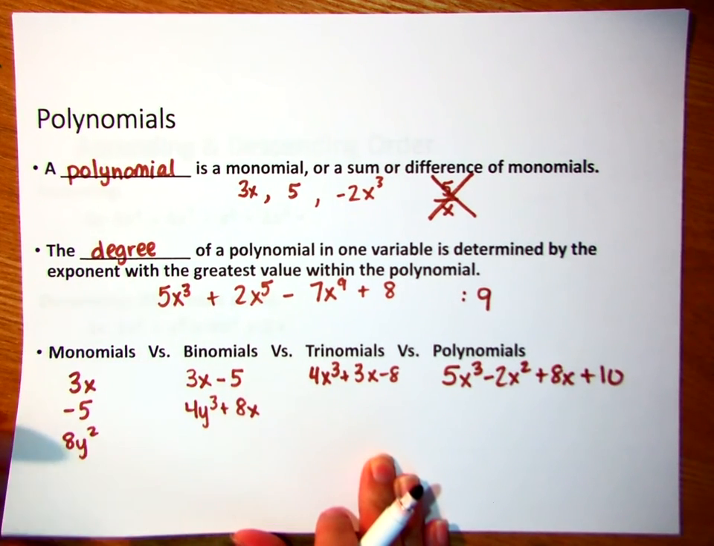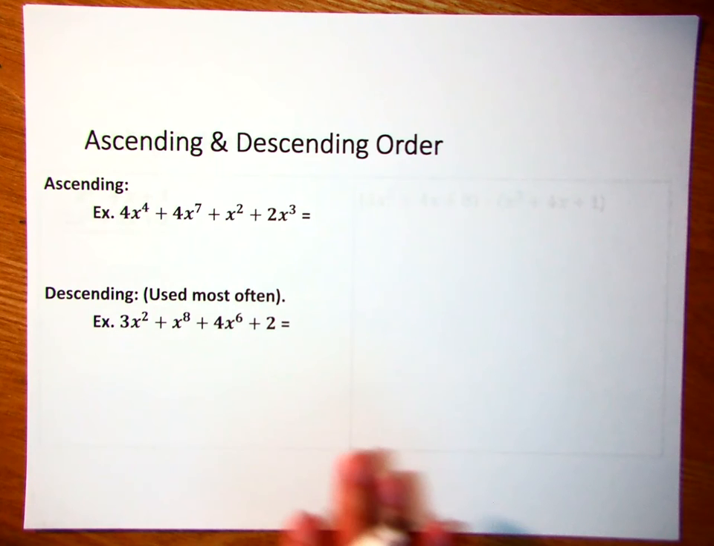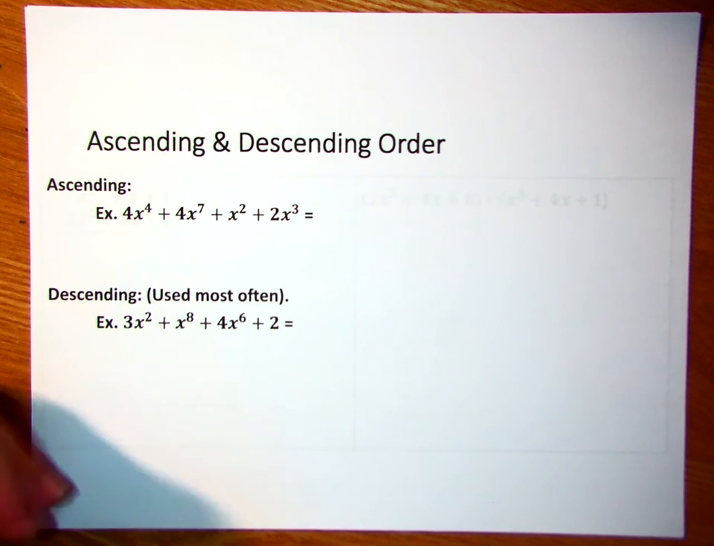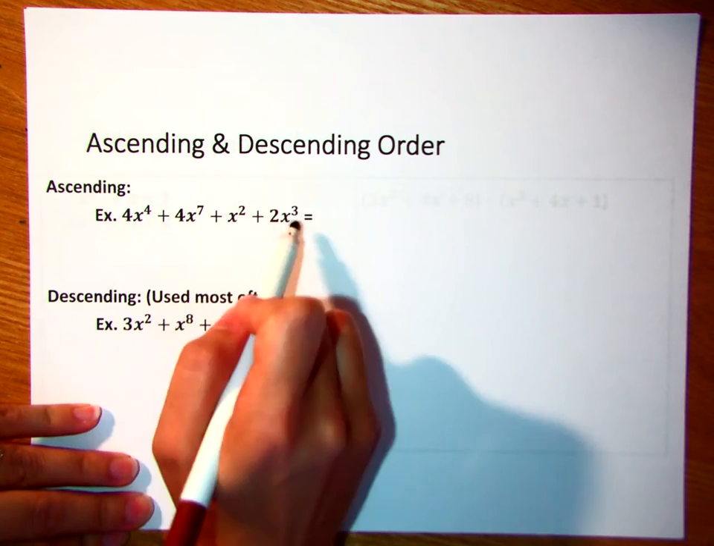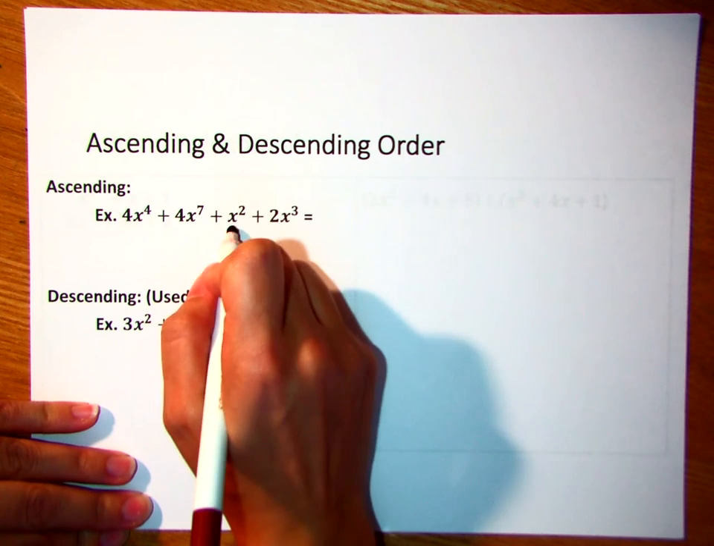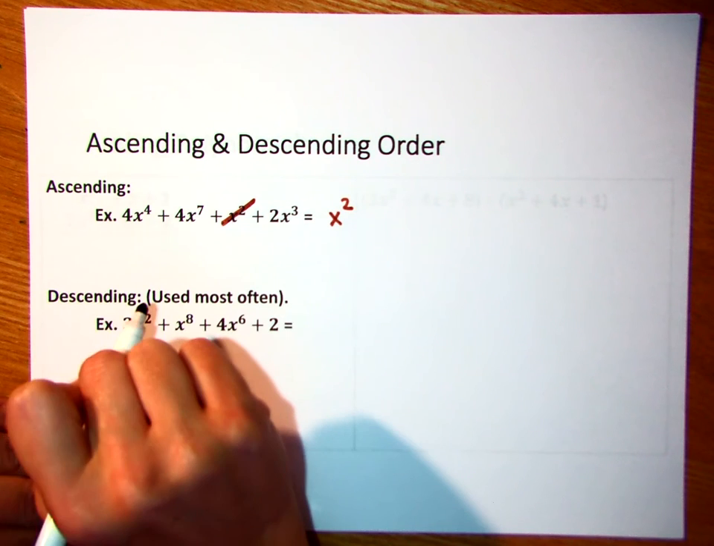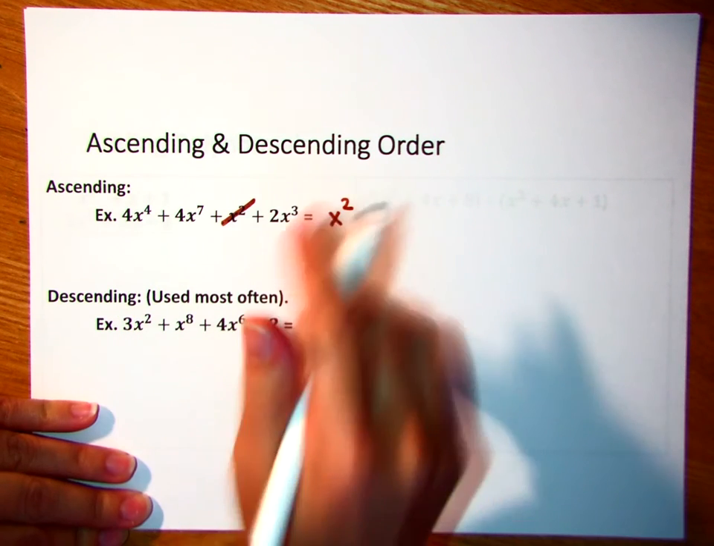When we arrange polynomials, we typically arrange them by putting them in ascending or descending order. Ascending means that the exponents get larger. So we want to look at this and find the exponent that is actually the smallest, which would be this 2. And that would be the term that would come first because we want to go from small to large, in ascending or increasing order.